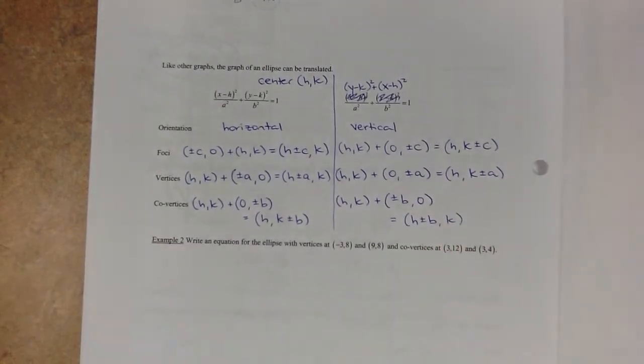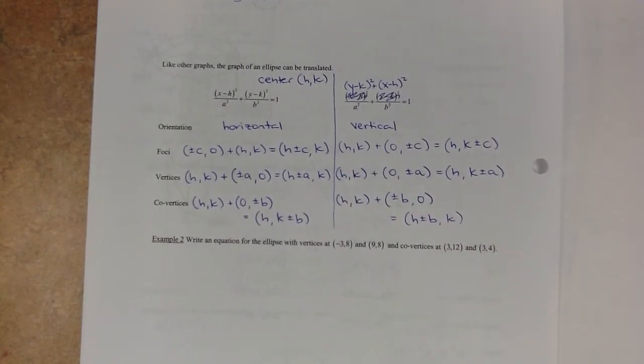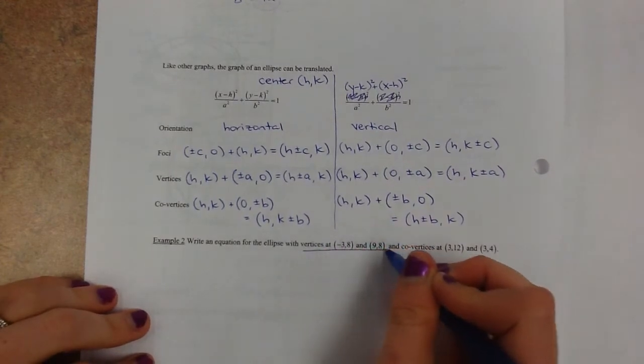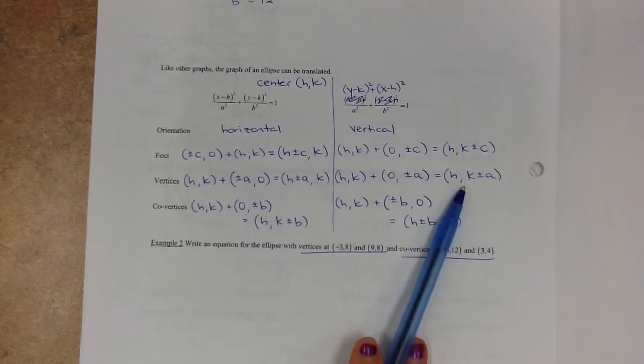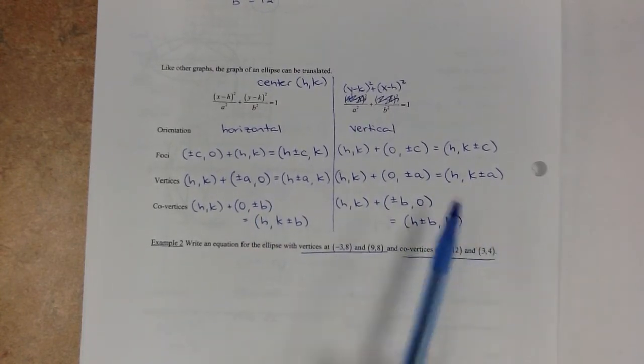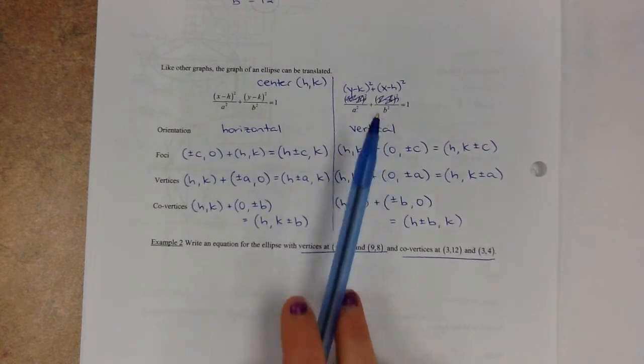So one last time, these are not formulas to memorize. You'll have them in front of you on your note card, and it's more important that we know how to use the formulas, okay? So example 2, let's look at our vertices. Let's look at our co-vertices. First of all, what I want you to be able to do is look at this information right here and instantly pick out if it's horizontal or vertical.